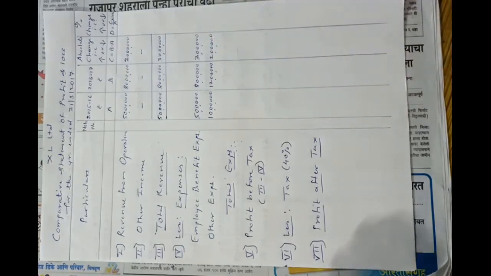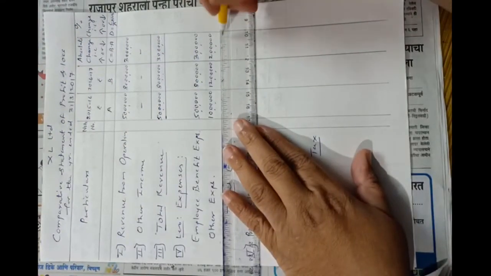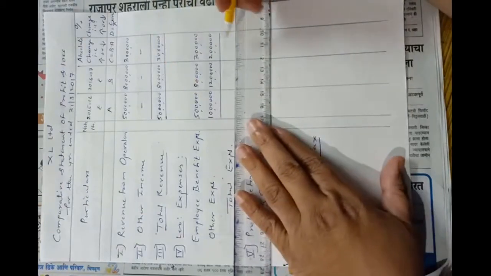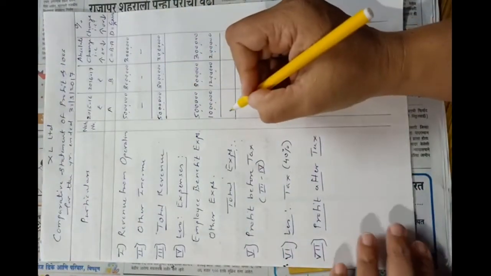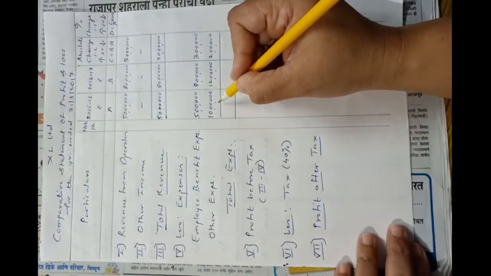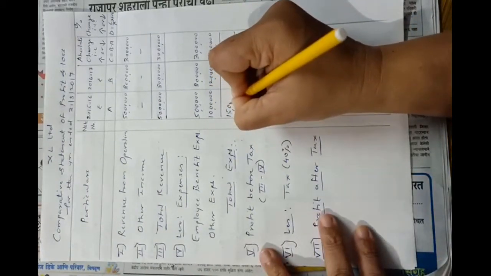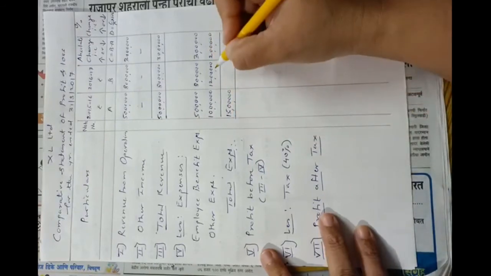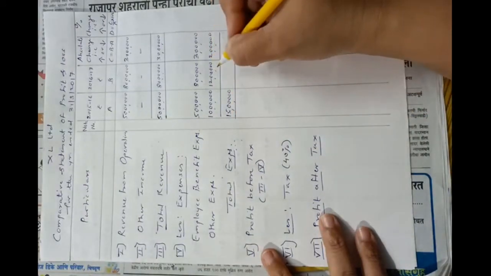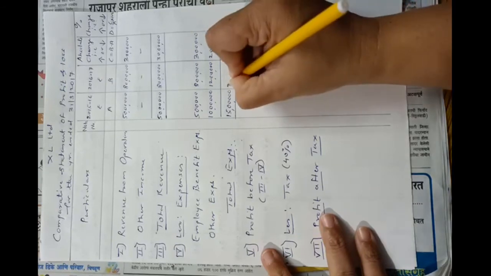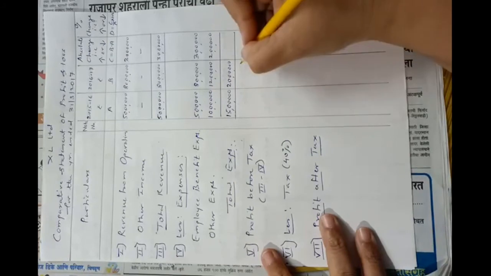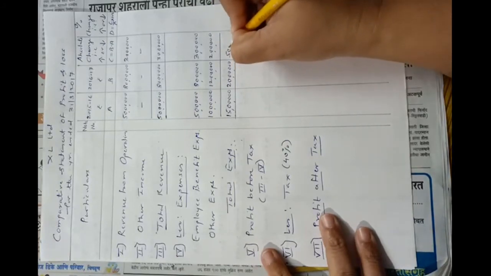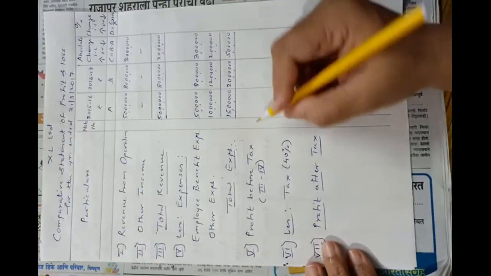Okay, now total expenses: 5 lakhs and 10 lakhs, that is 15 lakhs. 8 lakhs and 12 lakhs, that is 20 lakhs. And the difference is 5 lakhs. There is an increase of 5 lakhs in total expenses.